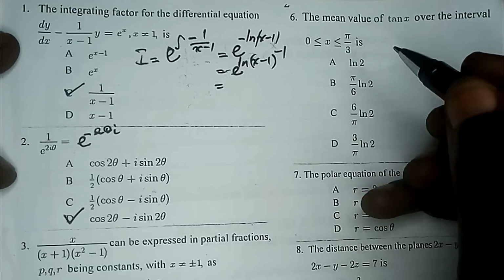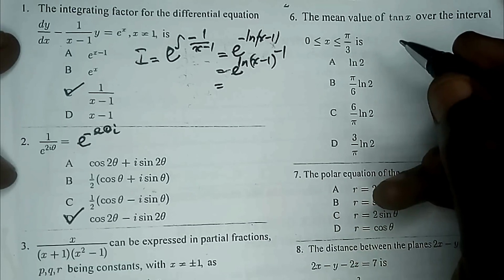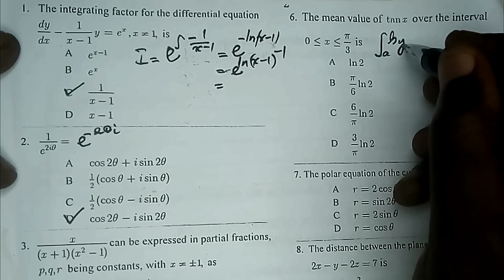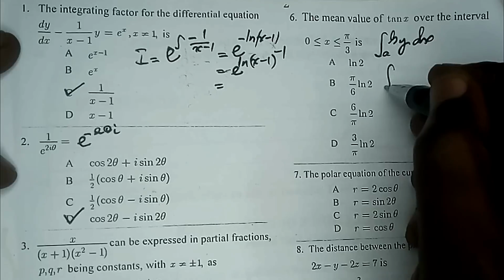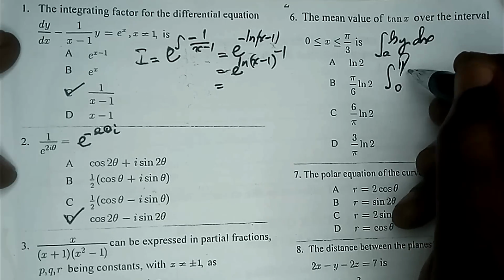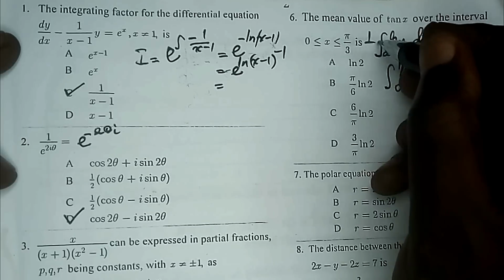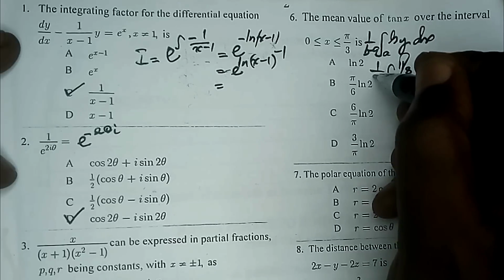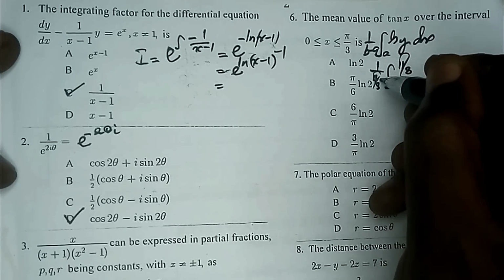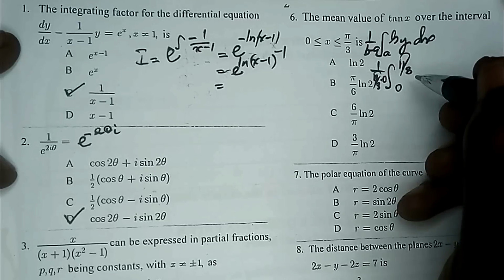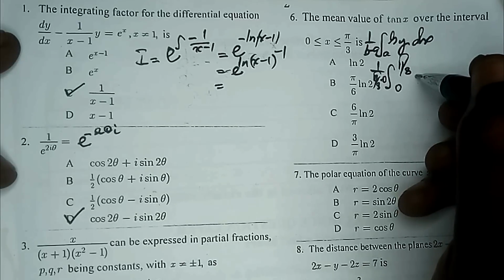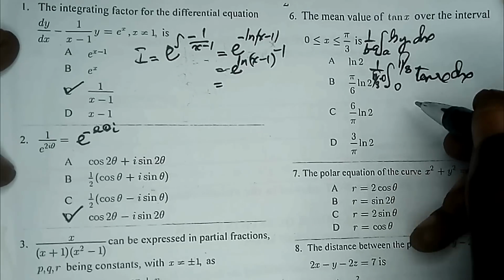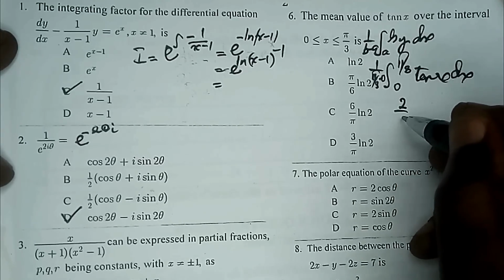For number 6, they want the mean value of tan x. Usually the mean value is given by 1 all over b minus a, times the integral from a to b of y dx. So it is 1 all over pi on 3 minus 0, times the integral from 0 to pi on 3 of tan x dx.